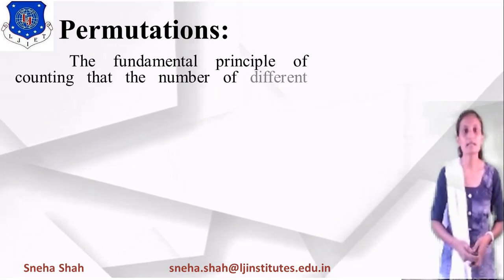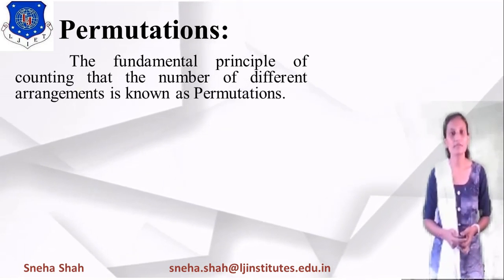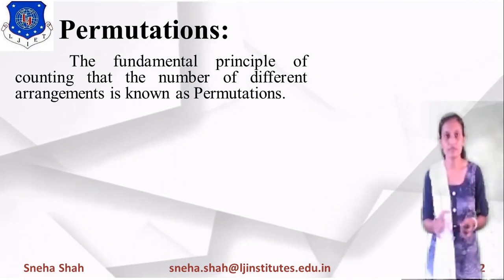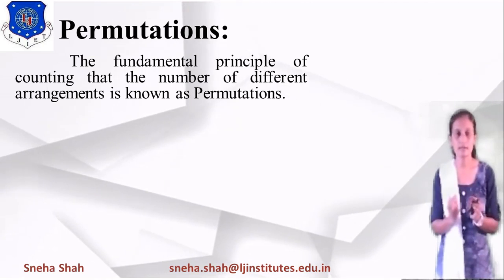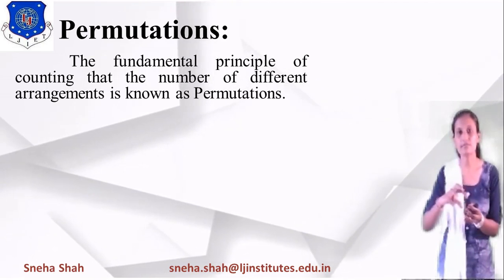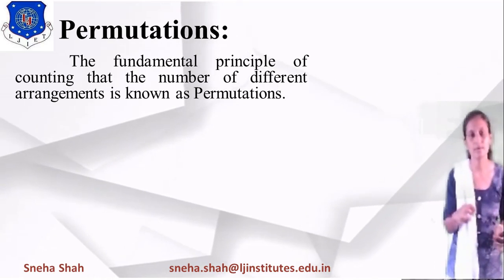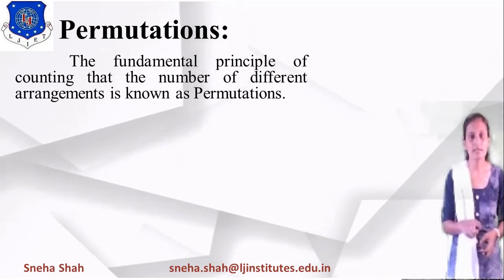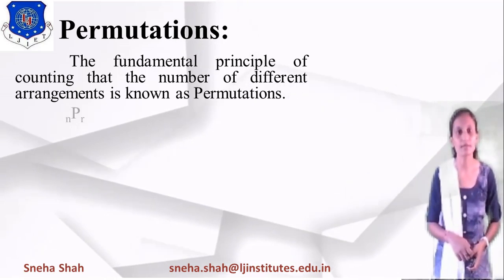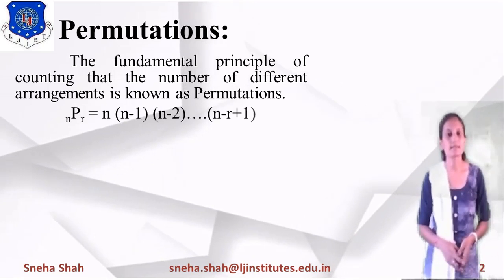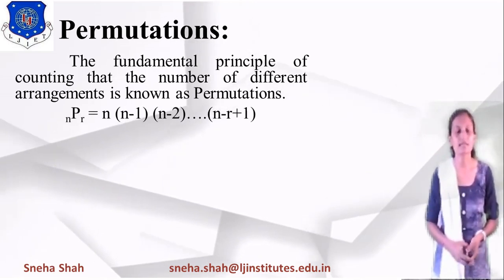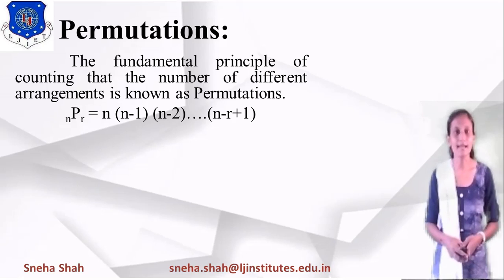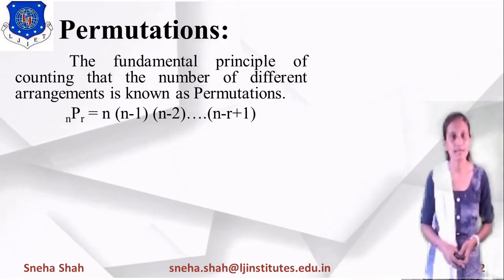Permutation means the fundamental principle of counting: the number of different arrangements is known as permutations. So if we are calculating from the total number of any random variables, and selecting a particular number for an arrangement, then it is defined by permutation. For a particular arrangement, we define it as permutations. It is written as nPr, and its equation equals n into n minus 1, n minus 2, up to n minus r plus 1.